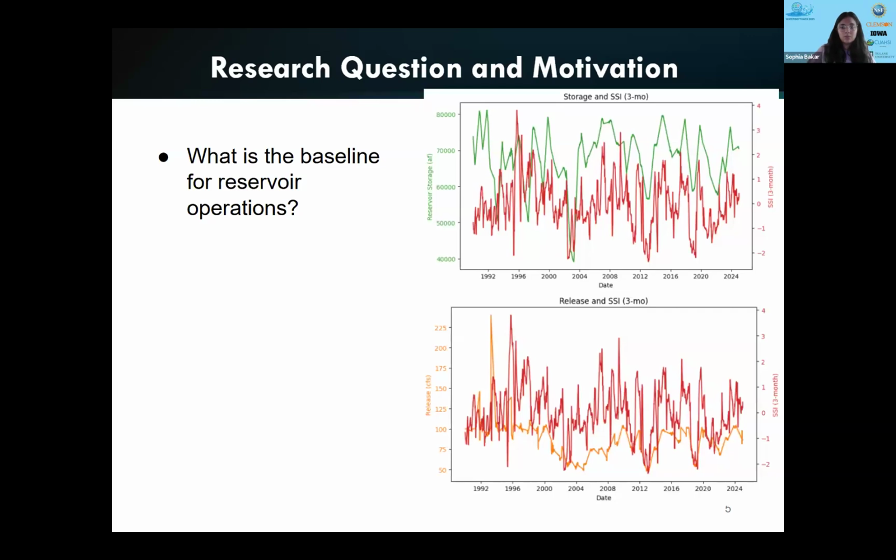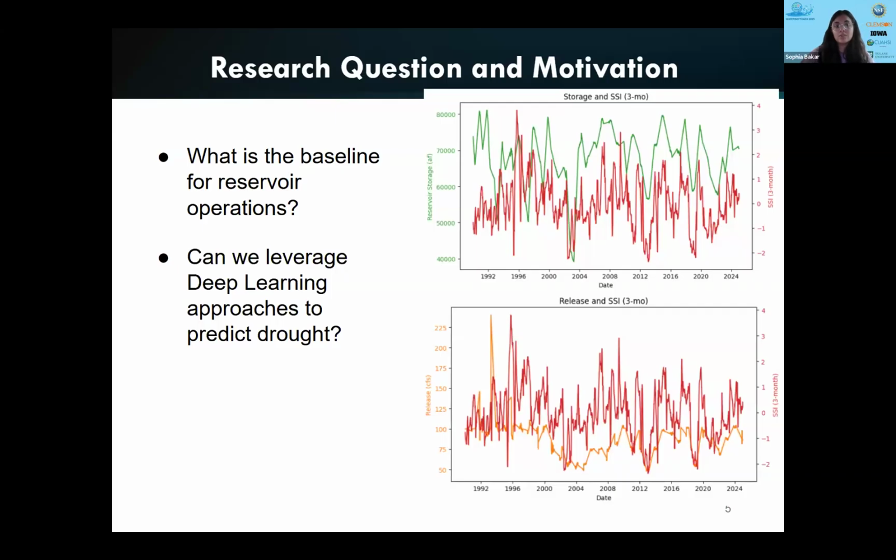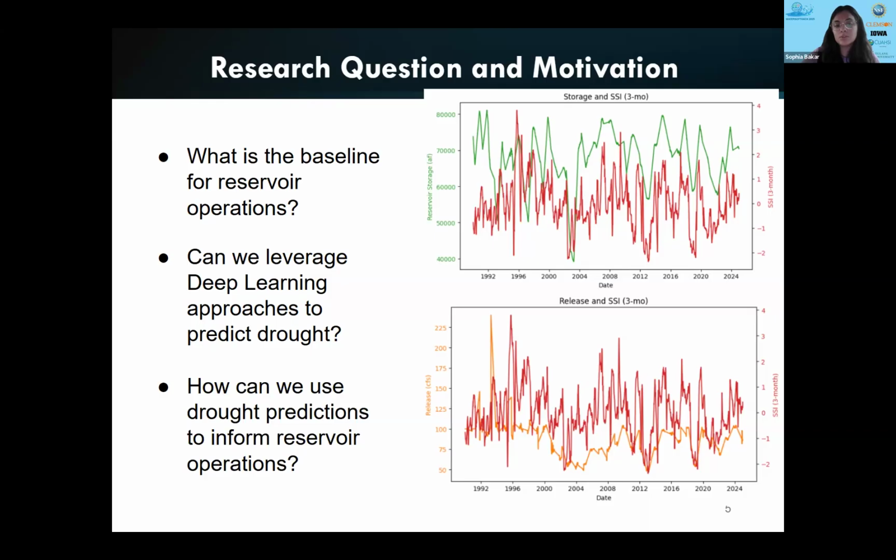And so we focus on 3 primary questions in this project, which are: what are the baseline reservoir operations? Can we leverage different deep learning approaches to predict streamflow drought? And then how can we use those predictions to inform improved reservoir operations?